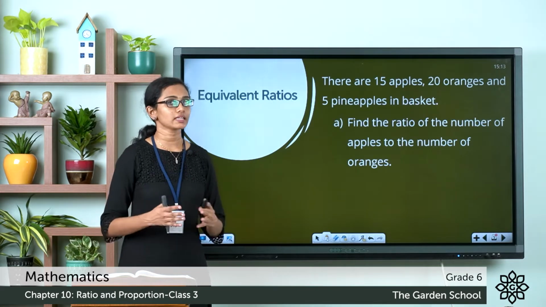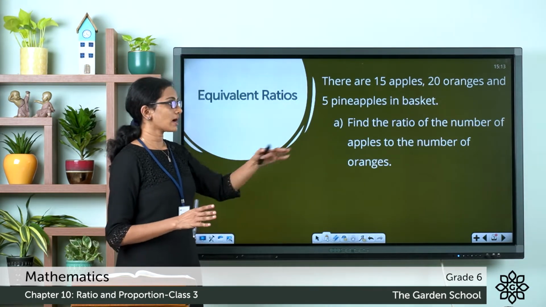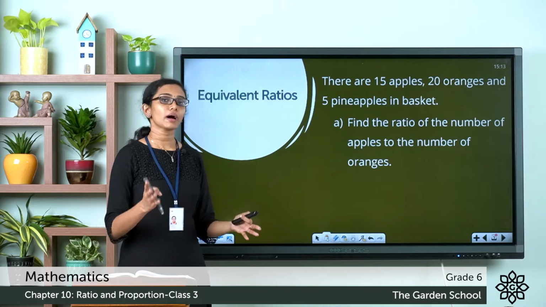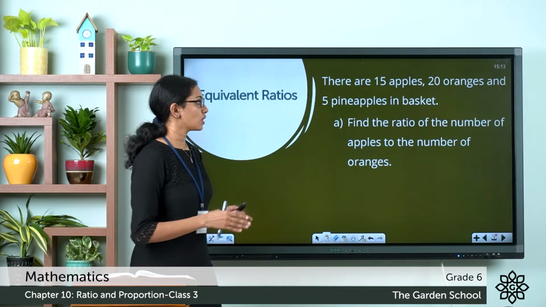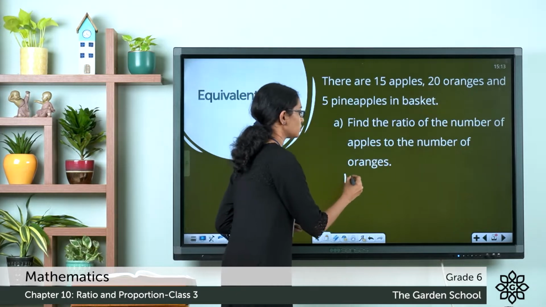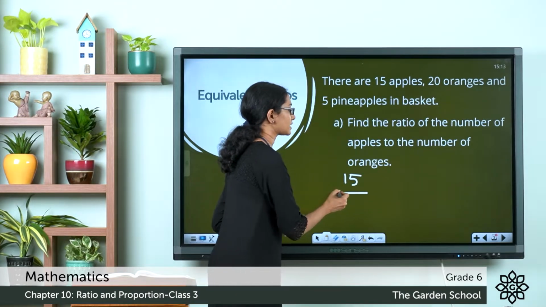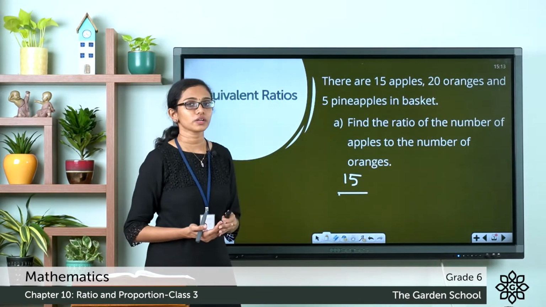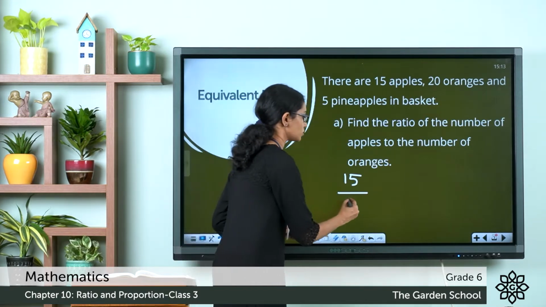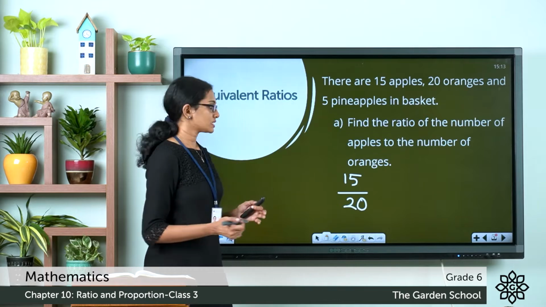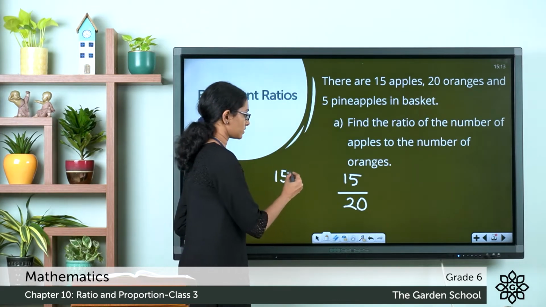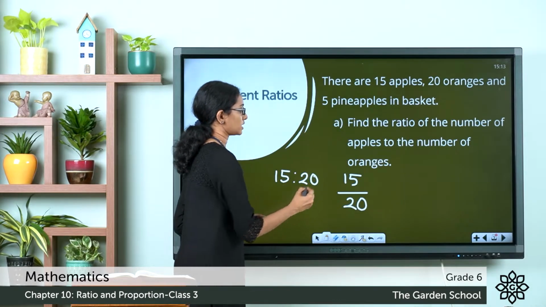So how can we write the ratio? We can divide the number of apples by the number of oranges. So let's see how we can write the ratio. The number of apples is equal to 15 and that has to be divided by the number of oranges, which is equal to 20. So 15 by 20. This can be expressed with the ratio 15 is to 20.